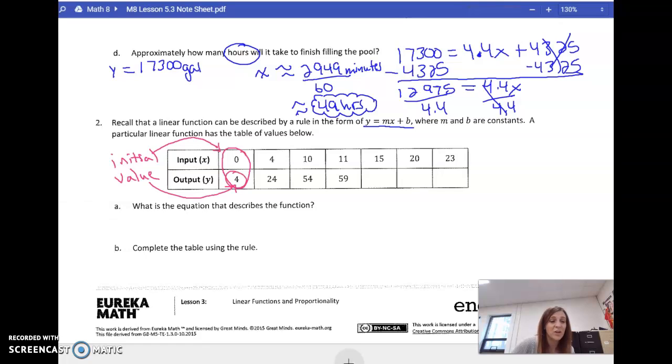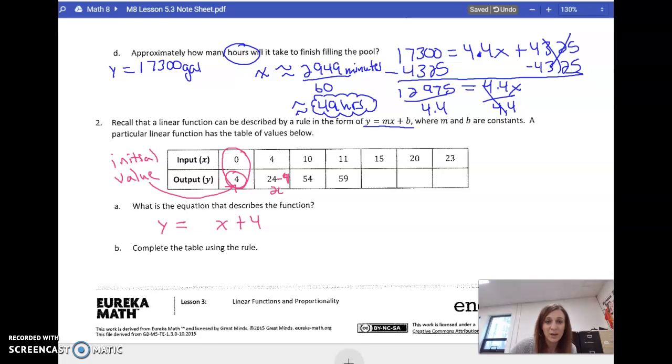The 4 is our initial value. It's what goes with the 0, because we haven't started yet. Where are we starting from? Starting from 0. What's our value there? 4. So if you have that, then you can just try to figure out. We know y equals something times x, and then we're adding 4 to it. So work backwards here. What if I subtract 4?